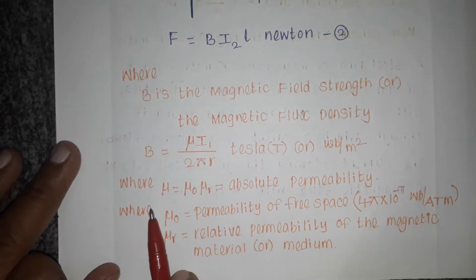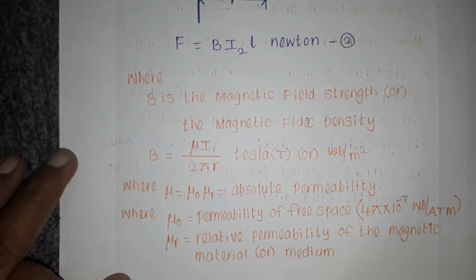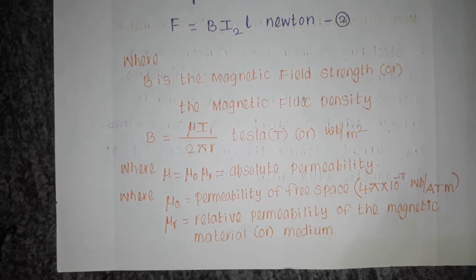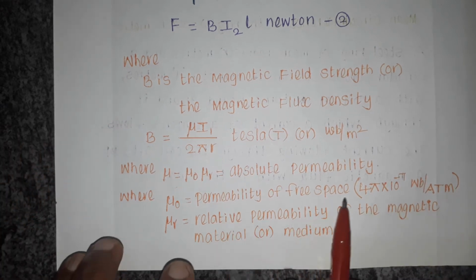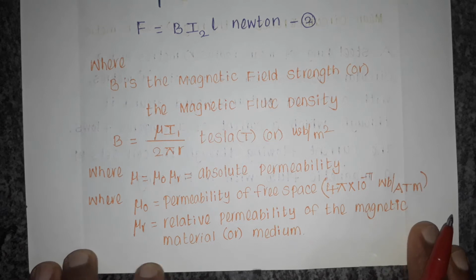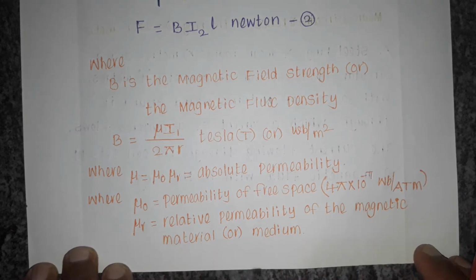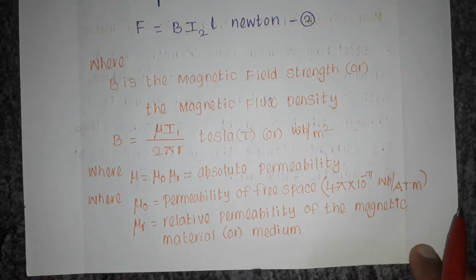Here mu is mu naught mu r. Mu is called the absolute permeability. Mu naught is the permeability of free space, which is a constant, 4 pi into 10 power minus 7 Weber per ampere per meter, and mu r is the relative permeability of the magnetic material or medium.